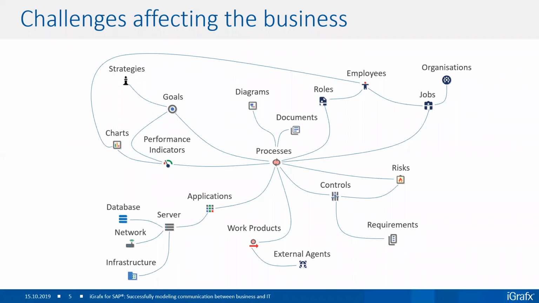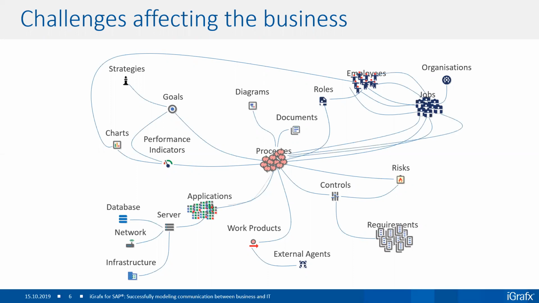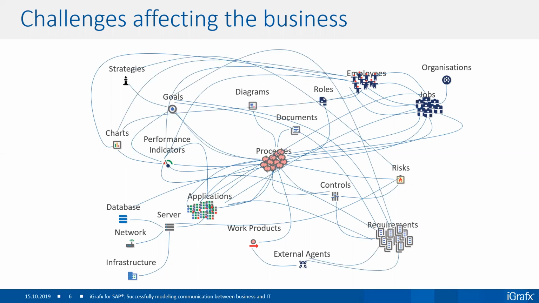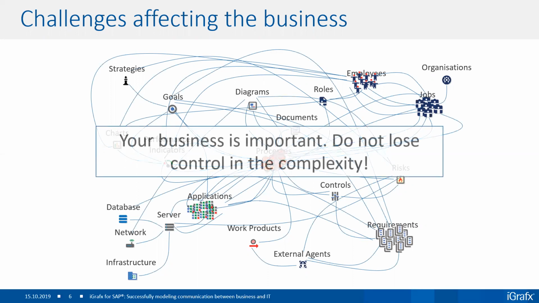But also the picture that you see is not really reality, I would say, because we are not only having one process in the company, but we do have a lot of different processes and tons of jobs, employees, and even more applications. So it's important to map all of the different relationships. And maybe I do want to understand what kind of job is responsible for an application. I want to measure applications with performance indicators. And you see, it's quite a complex picture. So it's important to not lose the control in the complexity.